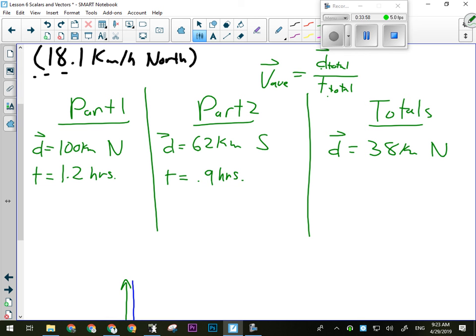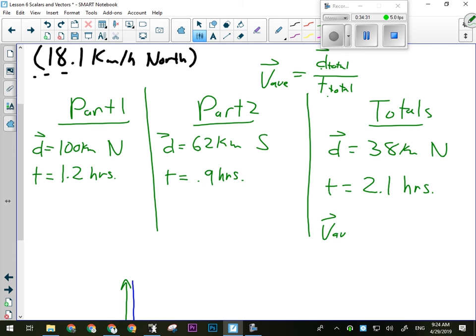All right, what's my time? 2.1 hours. Okay, my total time is 2.1 hours. So even though I subtracted the displacements, I didn't subtract the times. Because if I subtracted the times, that meant I did what? Went back in time, okay? Which I didn't do. So my total time is 2.1 hours. My total displacement is 38 kilometers north.